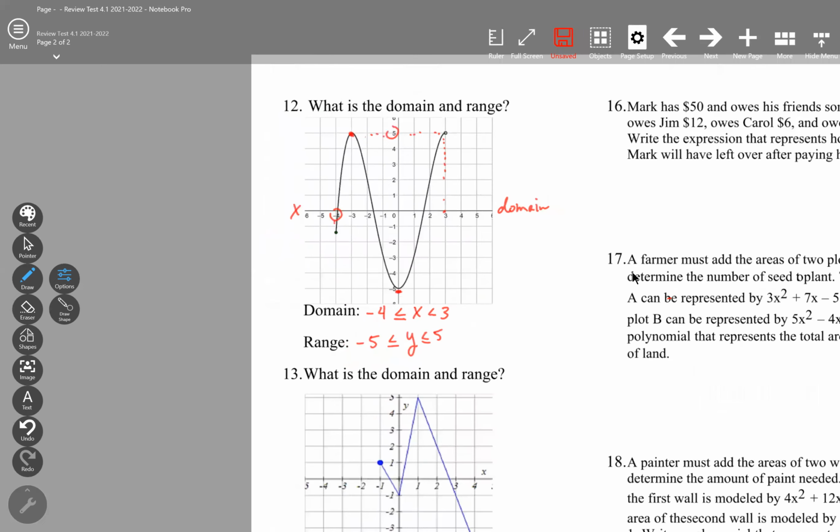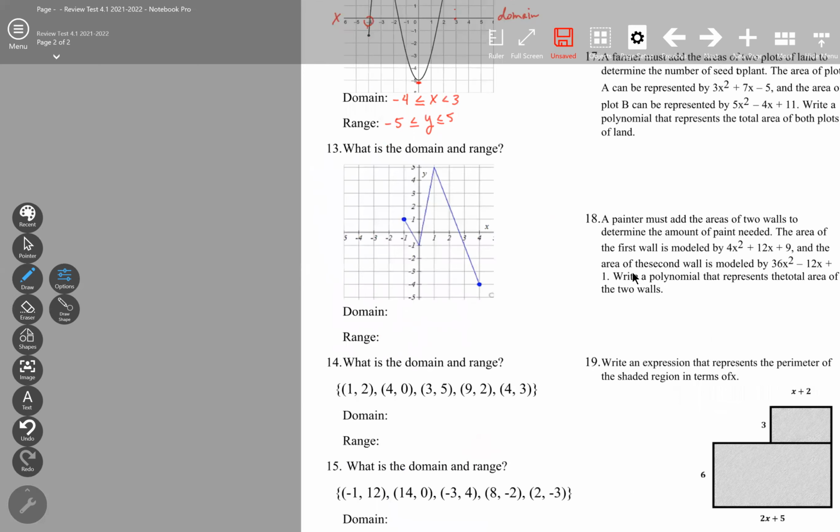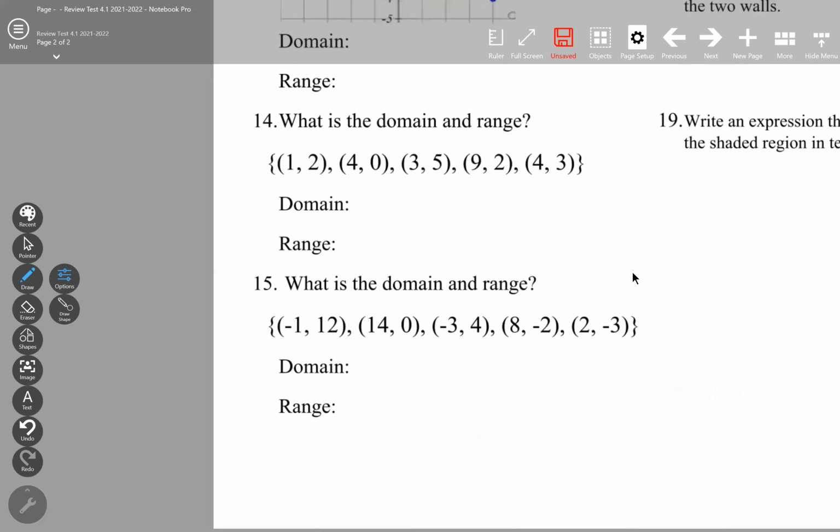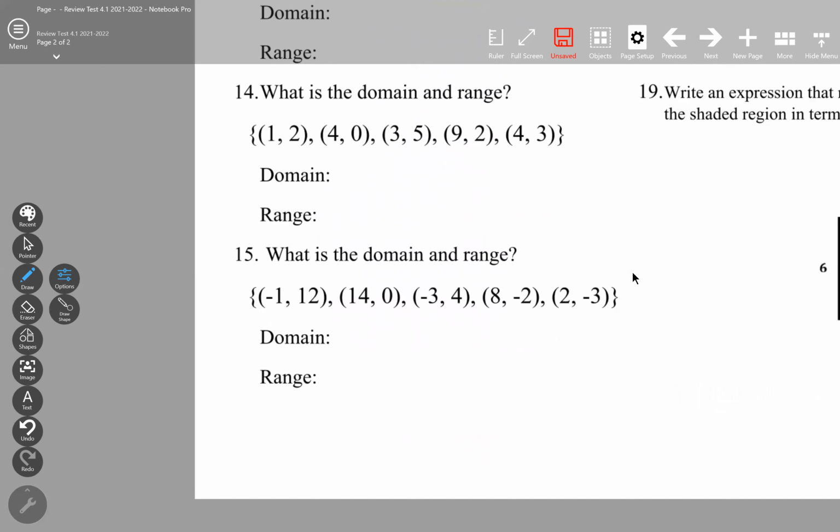Couple more. Next one we're going to look at is number 15. Okay, this one, y'all, is really simple. Domain and range. Domain, you're just going to get the x's. Range, you're just going to get the y's. So what's my domain? Let's see, -1, 14, -3, 8, 2. Okay, -3 is my smallest. Then I got -1. Okay, and then what we got, 14, 8, and 2. So 2, 8, 14. So that's my domain.